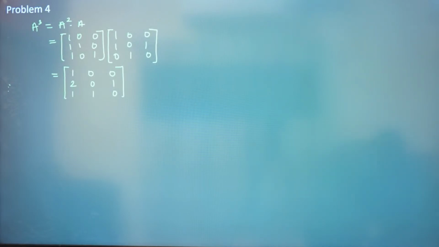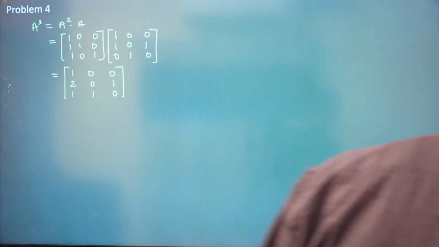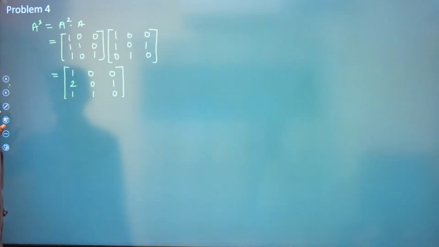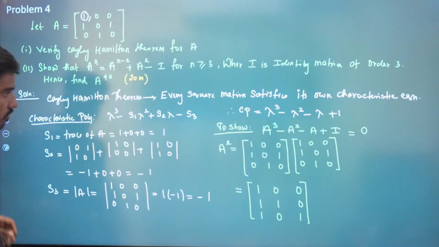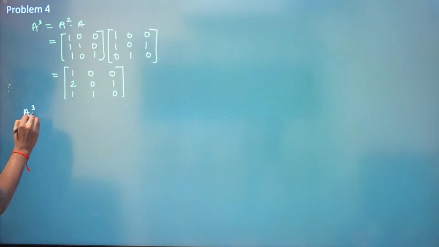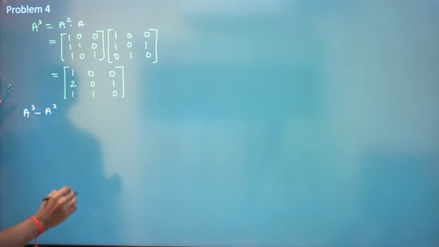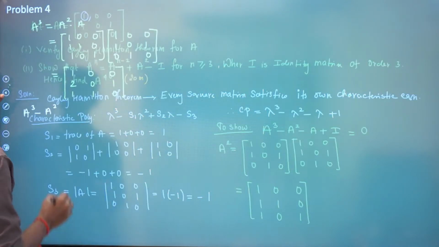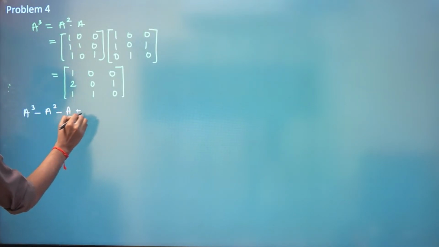Now you know A cube, A square, everything you know. So you just substitute here and you show it is equal to 0, right? Now you find the value of A cube minus A square minus A plus I.